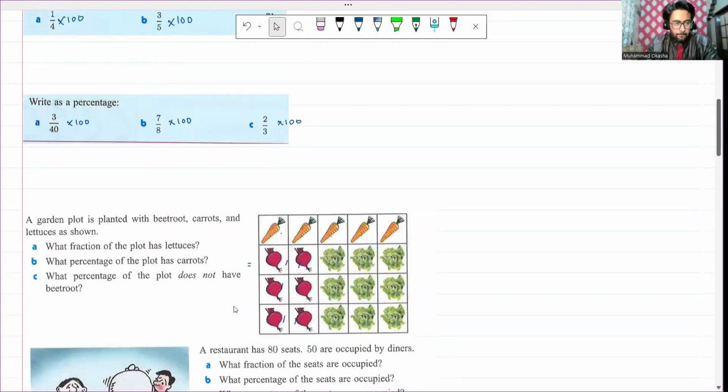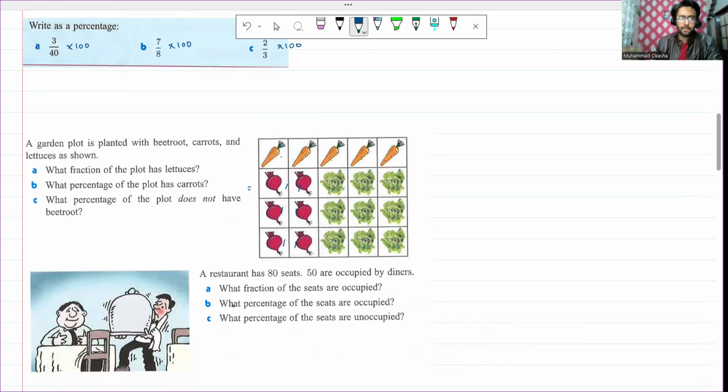Okay, then we have a sort of a word problem. Let's take a look at that. A garden plot is planted with beetroot, carrots, and lettuces as shown. How many boxes do we have in total? 1, 2, 3, 4, 5. 5 columns and 1, 2, 3, 4 rows. Altogether, we have 20 boxes. You can count them as well. So out of 20, what fraction of the plot has lettuces? I have 1, 2, 3, 4, 5, 6, 7, 8, 9. 9 out of 20 have lettuces. I'm supposed to write it as a fraction and not as a percentage.